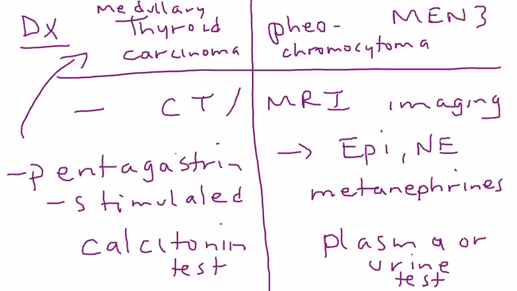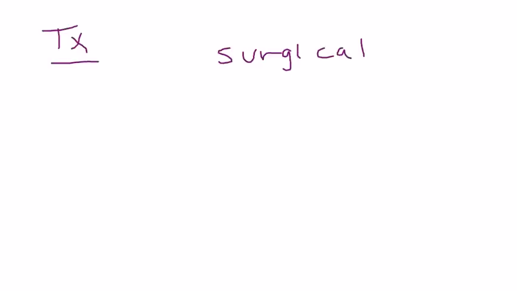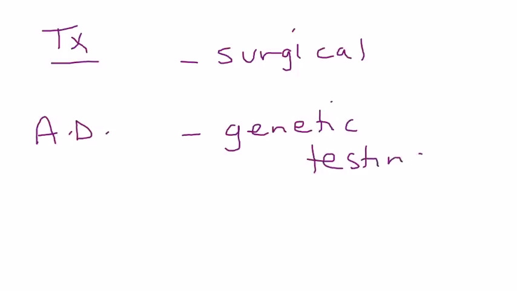And then finally, treatment. It's really primarily a surgical treatment. And then, of course, as always, all the MENs, all the multiple endocrine neoplasias, are genetic or hereditary. They're actually autosomal dominant. So part of the management is genetic testing in the families.